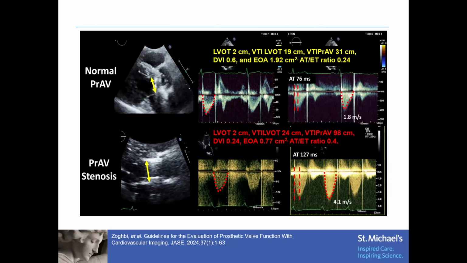And then when you look at the AT over ET, the acceleration time over ejection time ratio, the normal valve in the top is less than that 0.37 cutoff, which is normal. Sorry, that's the top example. And the bottom example, which is the abnormal stenotic prosthetic valve, the AT over ET ratio is over the 0.37 cutoff.